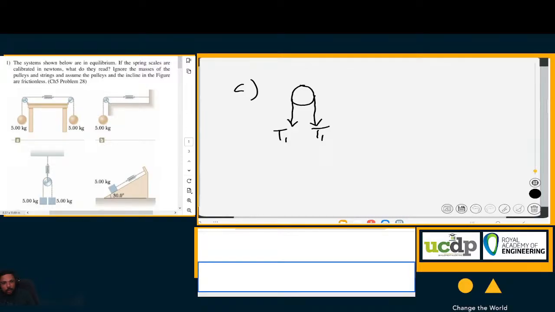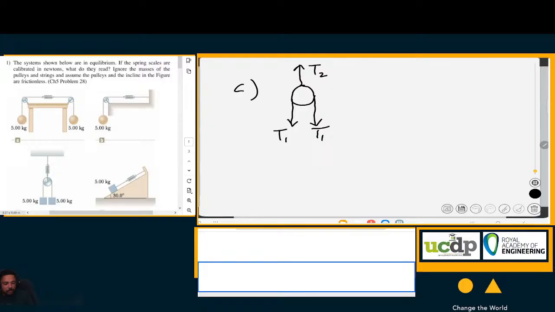And then before we forget, look where the scale is. The scale is up here. So we want the tension in this part here. And let's call that one T2.